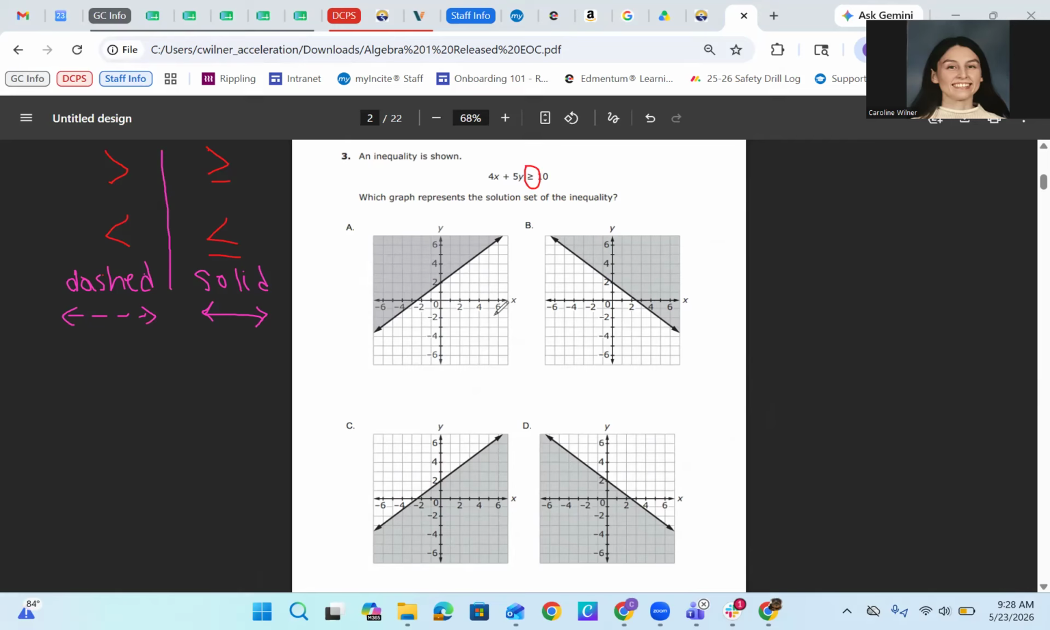The other indicator that the inequality sign helps tell us is that shading, as I had mentioned. Now for the shading, I have a trick for this: if it looks like an L, that means you are going to shade below the line. Now, depending how the line looks, below is where it would fall.